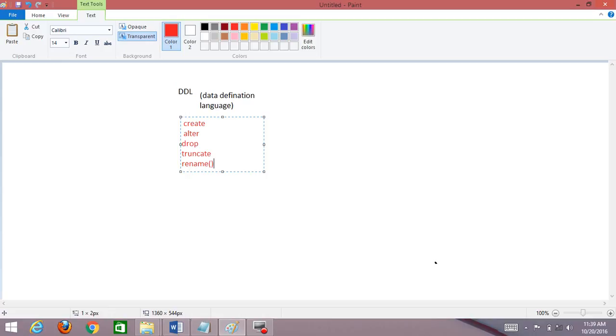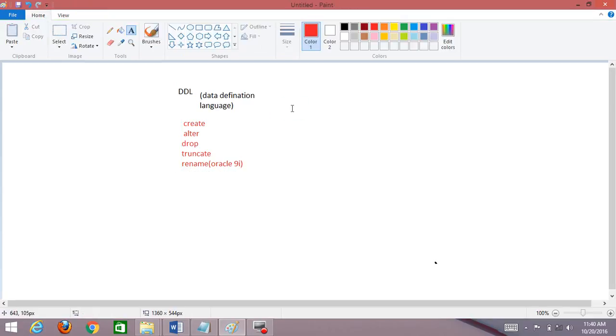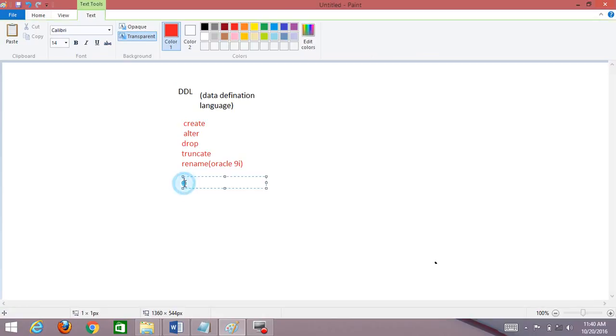Rename is used in Oracle. The rename command was introduced by Oracle in the 9i version. Earlier versions, like 7, did not have rename available. This is the DDL command, and how to use the DDL commands will be explained deeply, no problem.